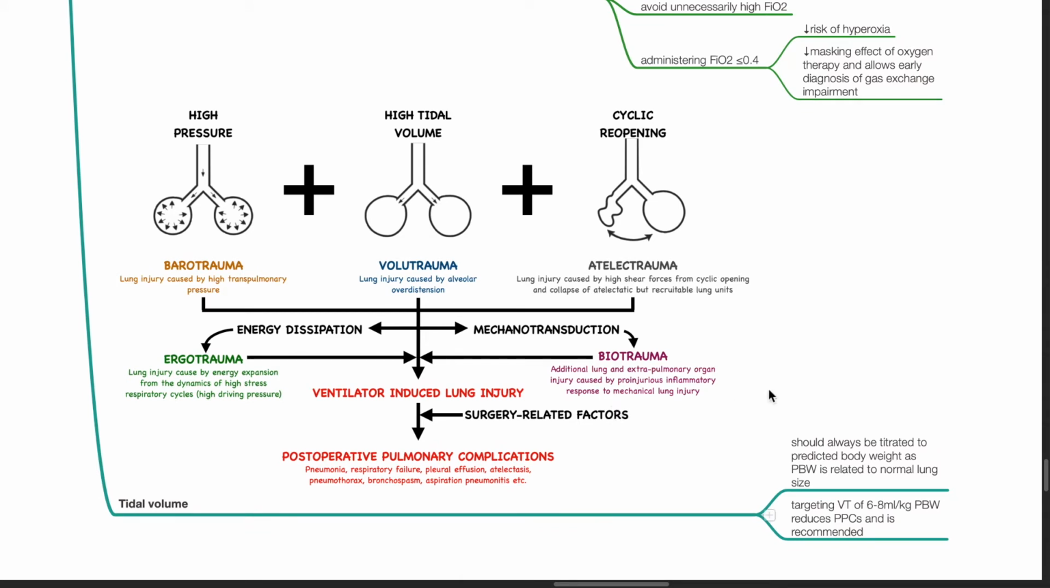Tidal volume should always be titrated to predicted body weight, as PBW is related to normal lung size. Target tidal volume of 6 to 8 mL per kg predicted body weight reduces post-operative pulmonary complications, and this is recommended.